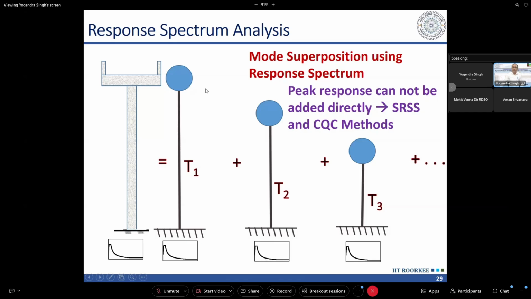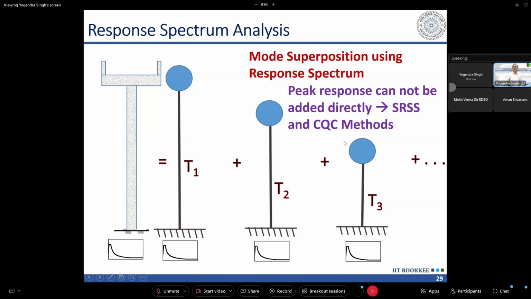So I'm getting peak response, but those peak responses are not occurring simultaneously. Those are occurring at different instants of time. So it is not reasonable, it will be too conservative if I'm adding the peak response of each single degree of freedom system directly. So that absolute sum is not realistic.